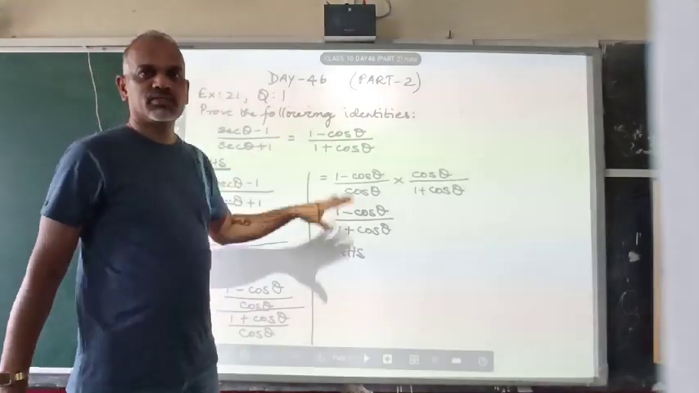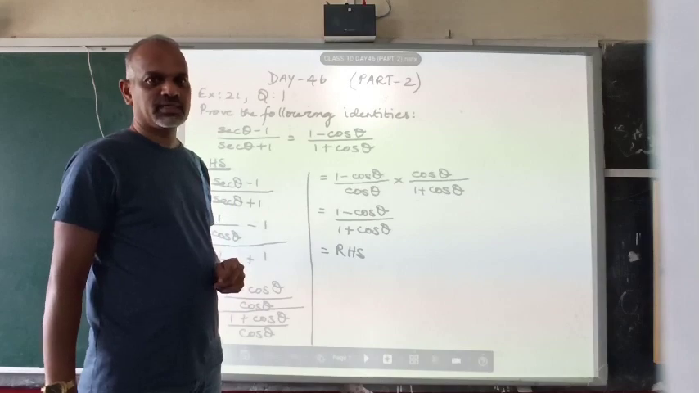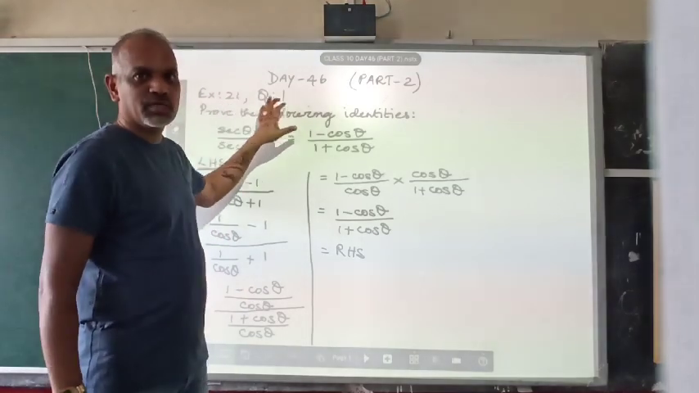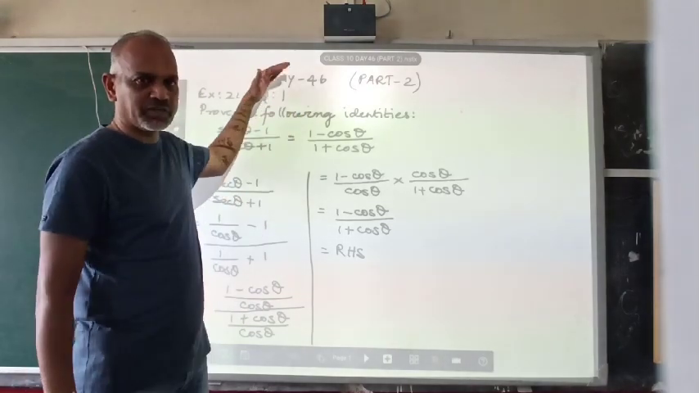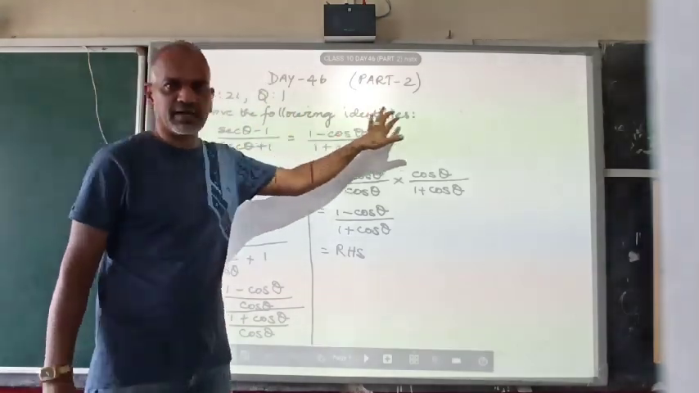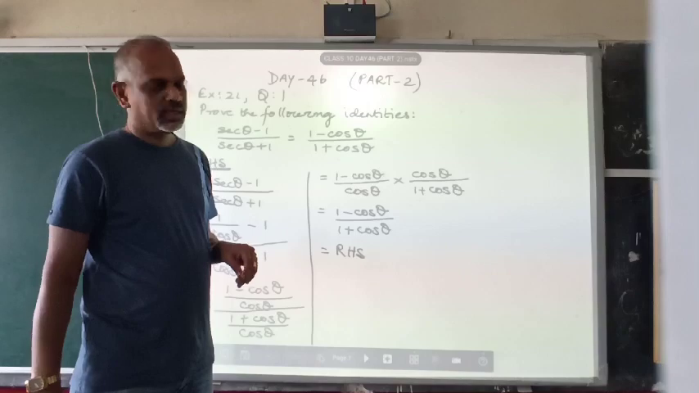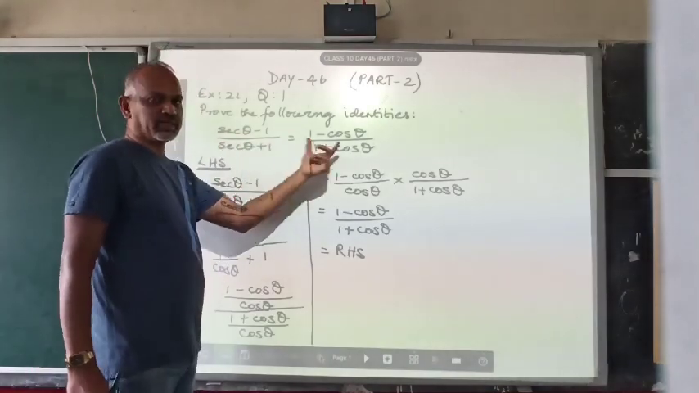Okay, we're going to start solving questions from the exercise. This is exercise 21, question number 1. If you see, there is only one question just before question 1. It says prove the following identities. You're going to prove. This is the question that is given.